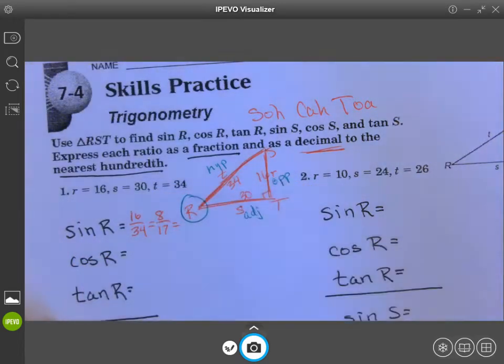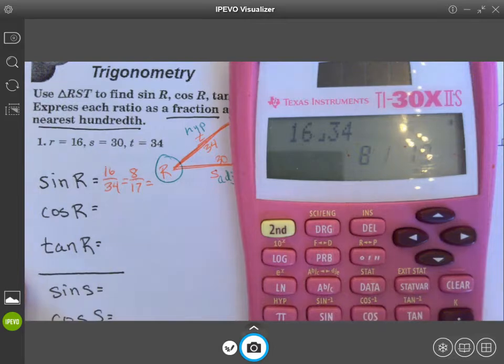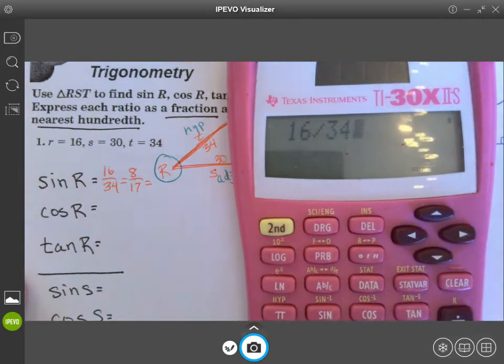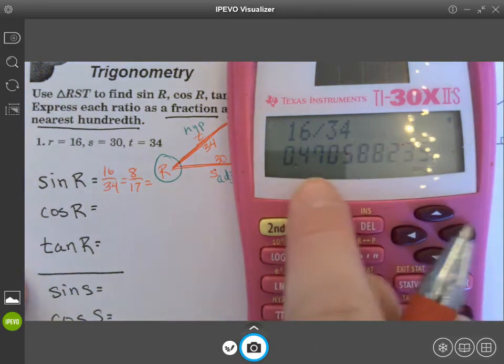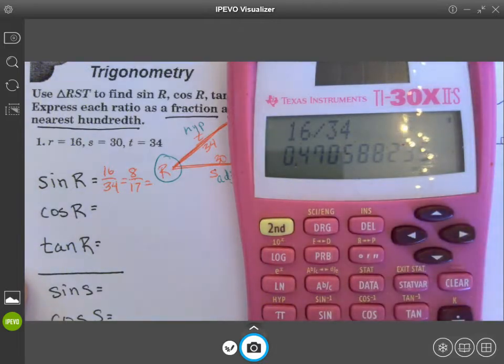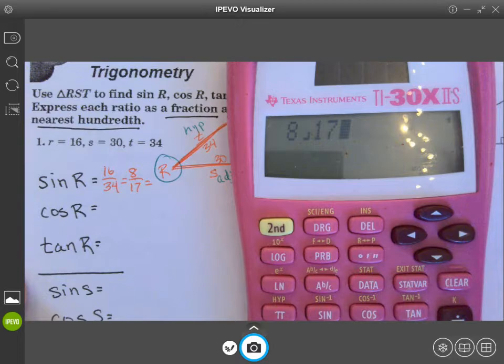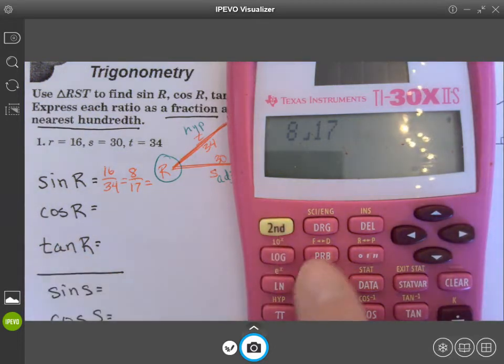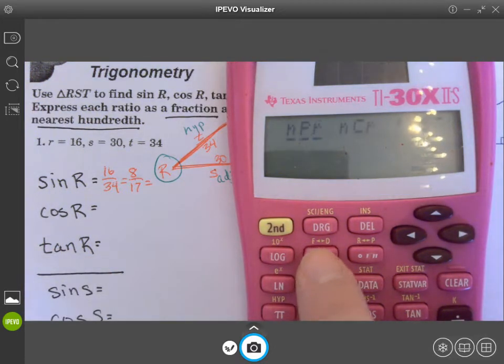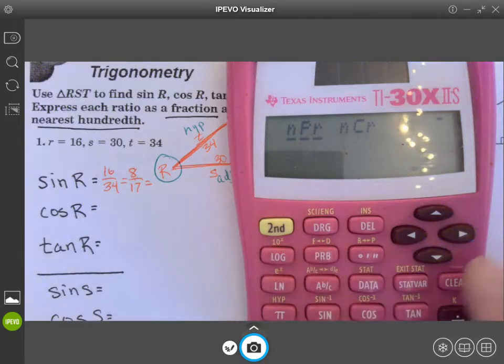And I need the decimal. I'm running out of room. So you can just take 16 divided by 34 and use your division symbol, and there's my decimal. If you had the fraction in there and you had that reduced fraction, you guys have a key. If you hit second, there's a key that says F to D, fraction decimal.